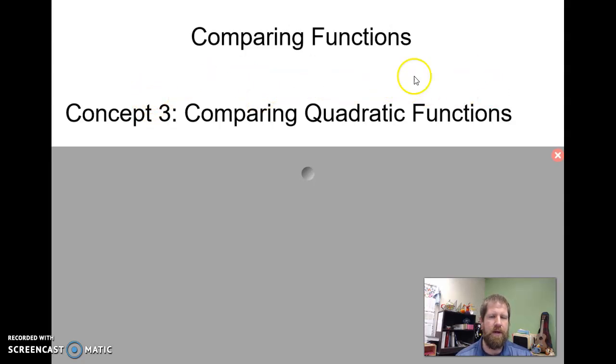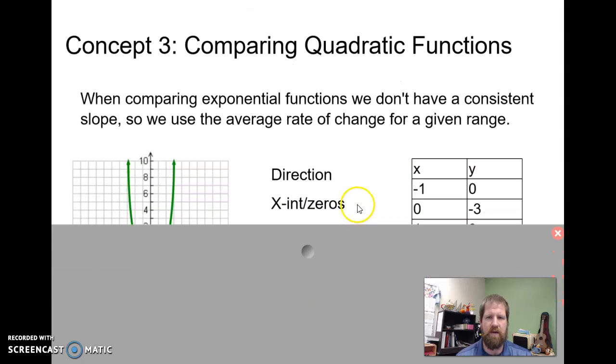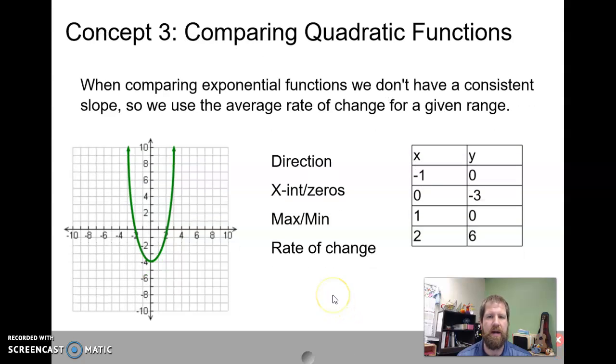Concept 3, comparing quadratic functions. Okay, so we have looked at linear functions and exponential functions. So quadratic functions actually have a lot more to look at when we're comparing them.